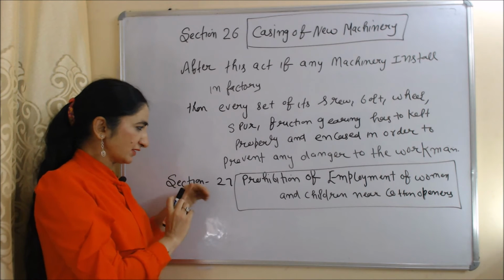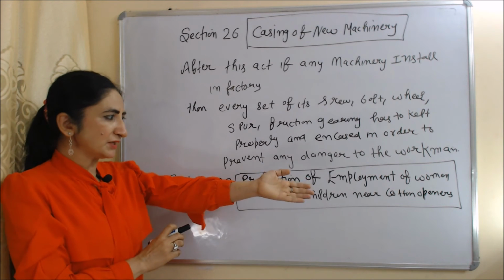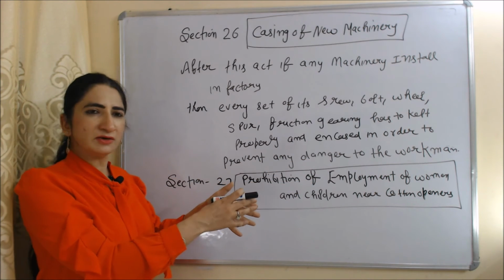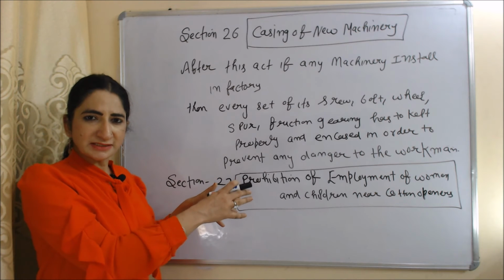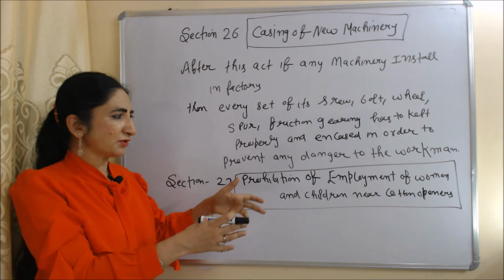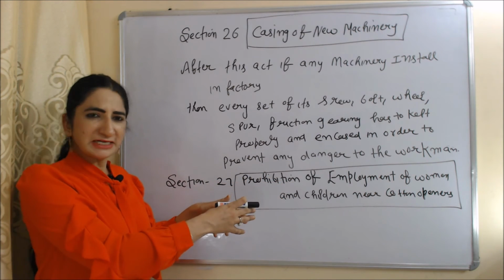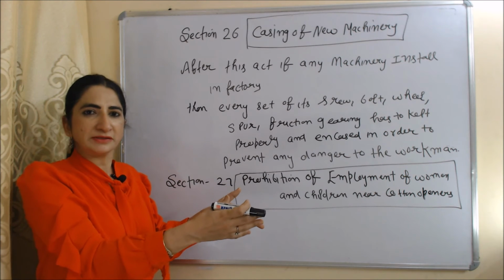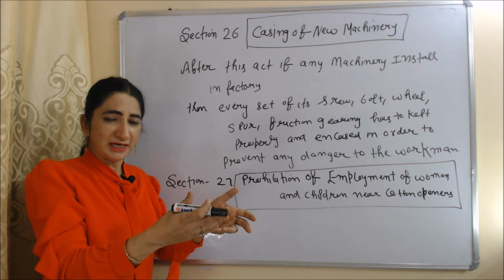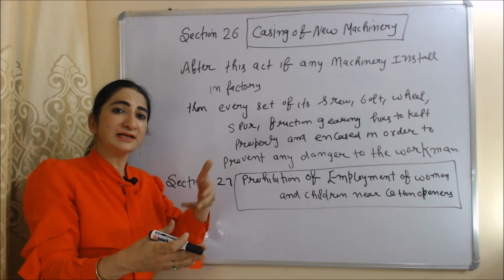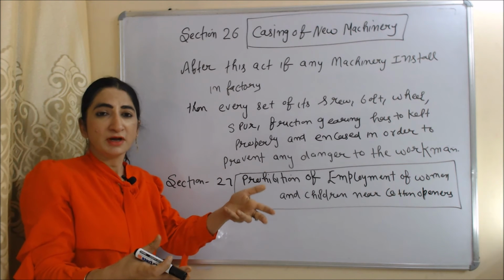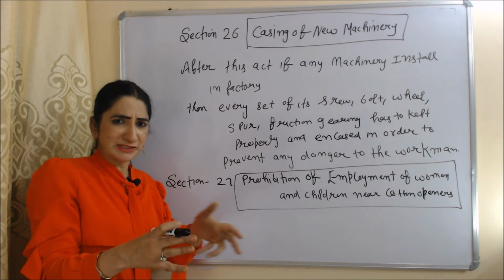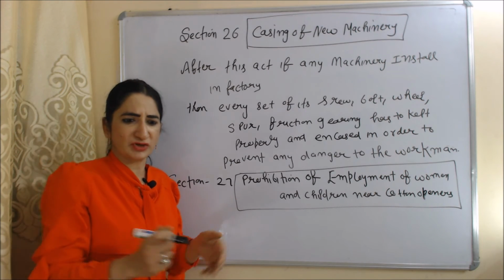Section 27, prohibition of employment of women and children near cotton openers. This section prohibits employment of women and children near cotton openers, because if they inhale particles of cotton, it can lead to so many health problems. For example, asthma, shortness of breath, cough, etc.